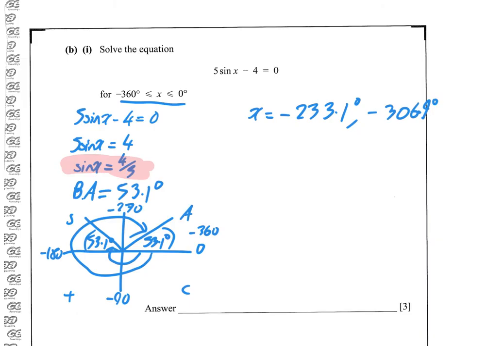So put it back into the original equation. I'll just do the first one, the minus 233.1. So I'm going to do 5 times sine of minus 233.1, close that bracket, take away 4, and hopefully I get something close to 0. And yes, I have got something very close to 0. So I'm happy with that. Okay.